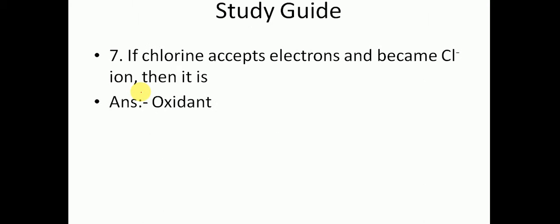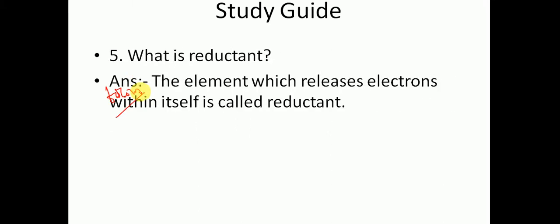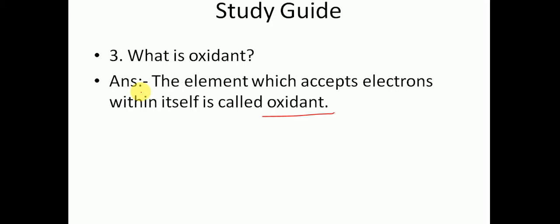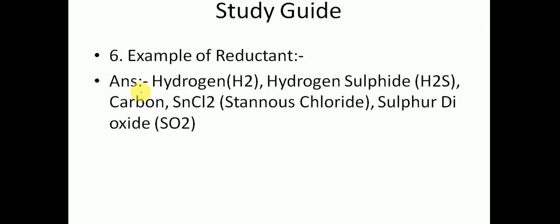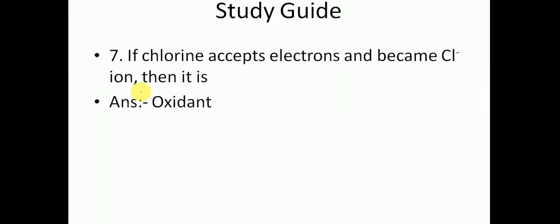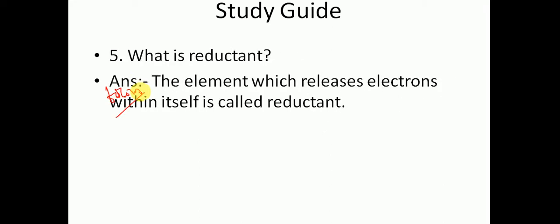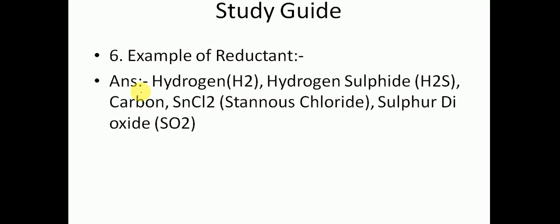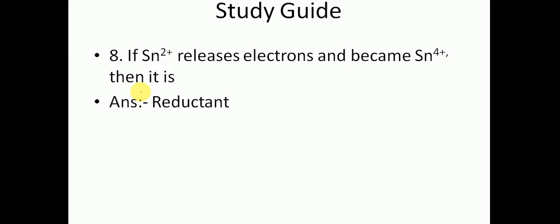Next question: if chlorine, Cl2, accepts electrons and becomes Cl minus, then it is an oxidant. Now Sn2 plus releases electrons and becomes Sn4 plus. It is releasing electrons from itself, so it is a reductant. Then Sn2 plus is a reductant.